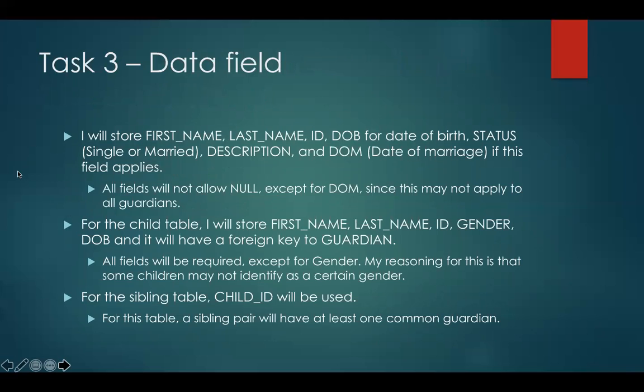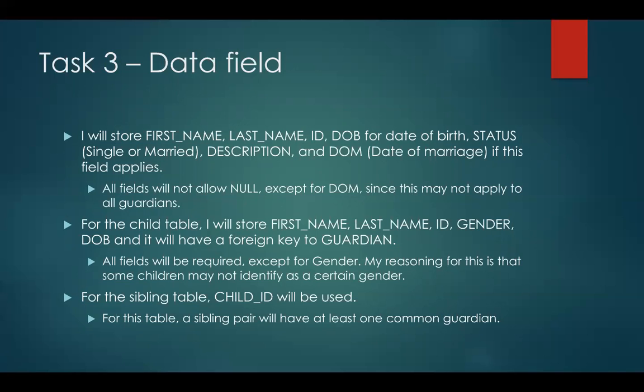I'm still going to store the first name, last name, ID, date of birth, and status. I'm going to eventually have a check for single or married. Description, like called out previously, so you could say if they were a guardian, father, mother, whatever. And the date of marriage. All the fields will not be allowed nulls except for the date of marriage, since this does not apply to all guardians.